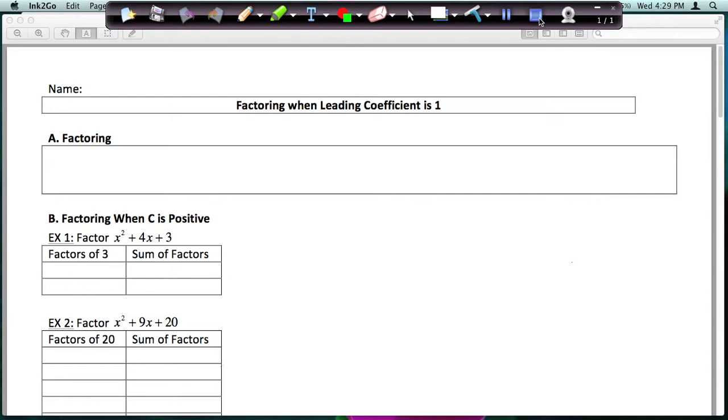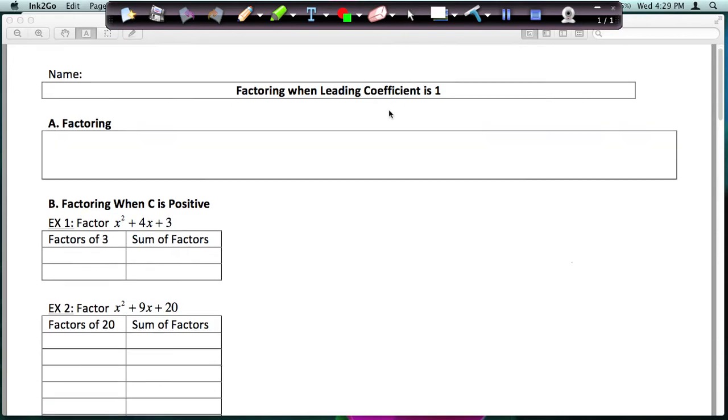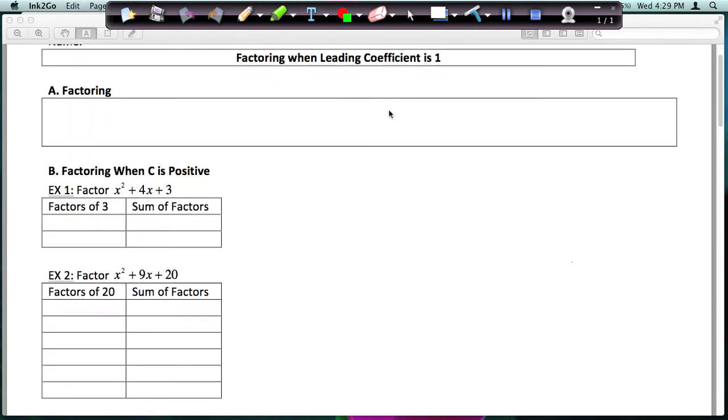Okay, let's look at when we factor when the leading coefficient is 1. So I just want to remind you that leading coefficient, that word coefficient, just means the number in front of the variable. And so we're going to be looking at quadratics here. So when we're factoring, we're thinking of x squared plus bx plus c. So the leading coefficient, the number in front of x squared, which is the highest exponent here, is just 1. So this is going to be a little bit easier than when we have a number in front.